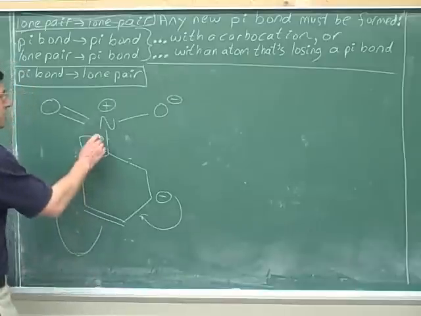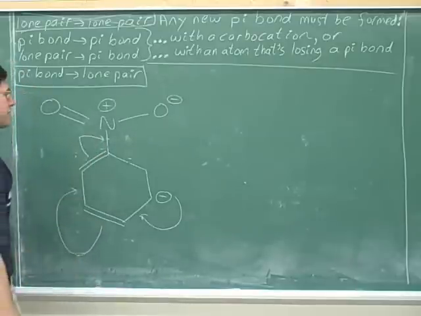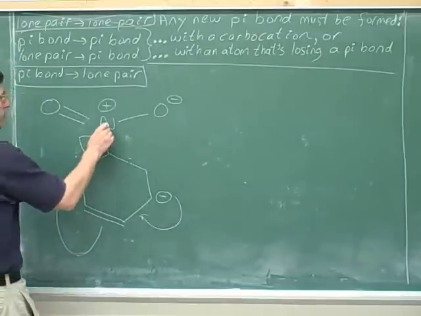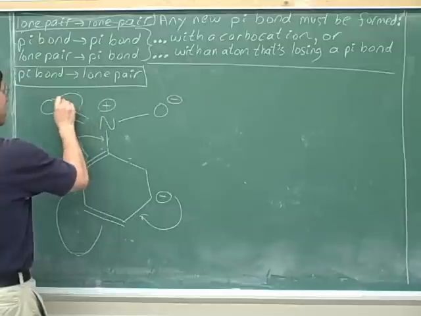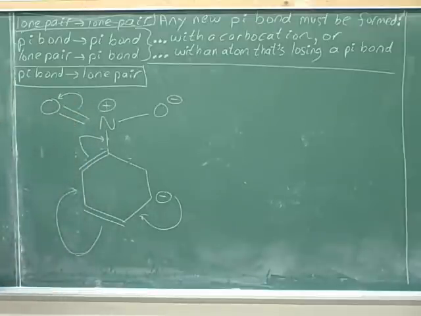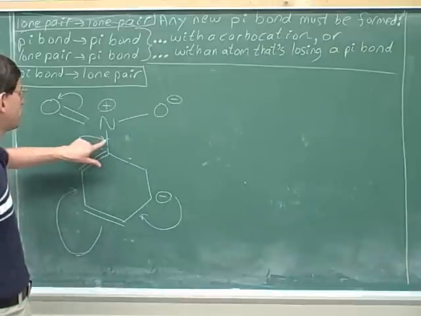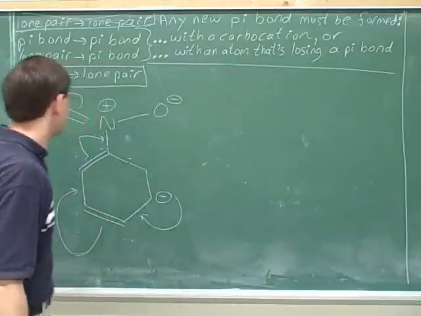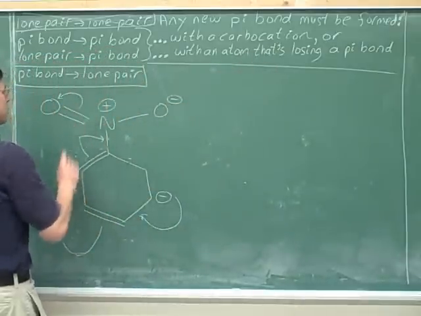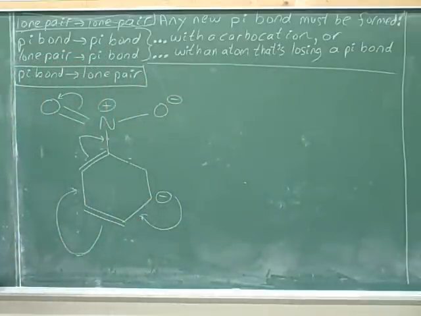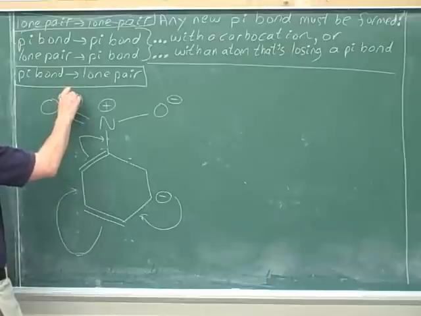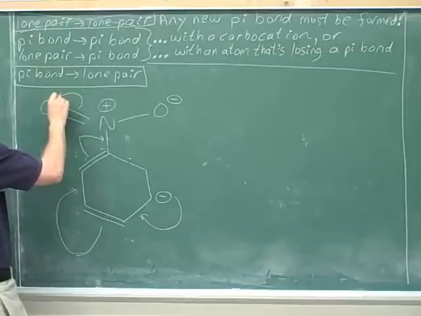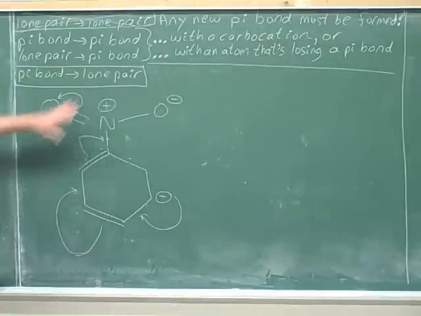All right, is there any way that we can save this arrow? Well, yes. It's okay to form a new pi bond to the nitrogen as long as we break a pi bond from the nitrogen. This is okay because this nitrogen is also an atom that's losing a pi bond. So the nitrogen is gaining this pi bond and losing this pi bond. So that would be legal. Do we need to worry about this exceeding an octet? No, because it's forming a lone pair. It's always easier to form a lone pair than a pi bond.